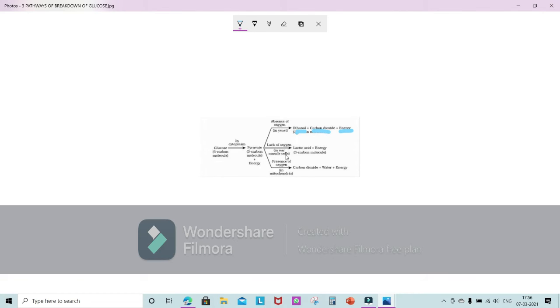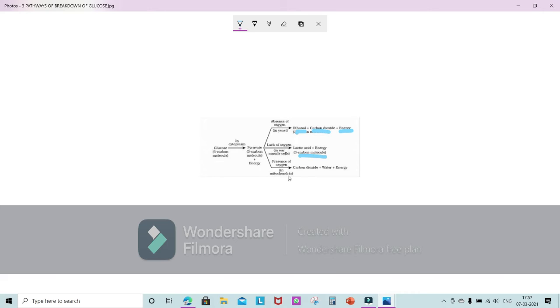Now pyruvate in the lack of oxygen, in the muscle cells, forms lactic acid, which is a 3 carbon molecule, and energy. So that leads to cramps. When we do an excessive workout suddenly on some random day, there will be a lack of oxygen in our muscle cells, which form lactic acid and energy; basically pyruvate is converted into these. Next, finally, in the presence of oxygen in mitochondria, carbon dioxide, water, and energy are formed.